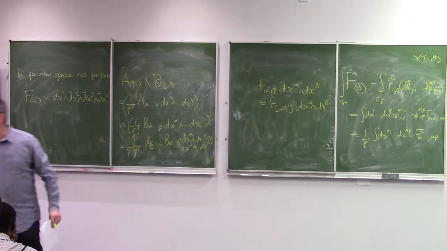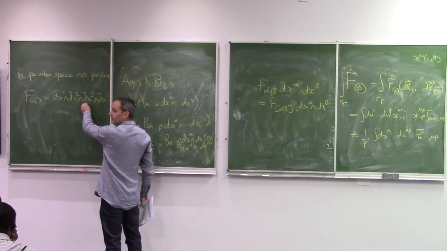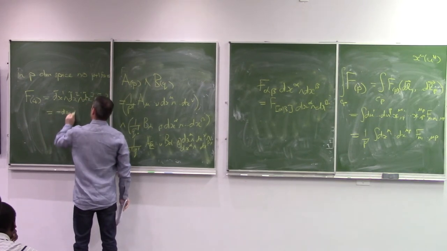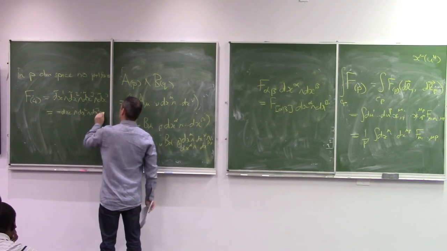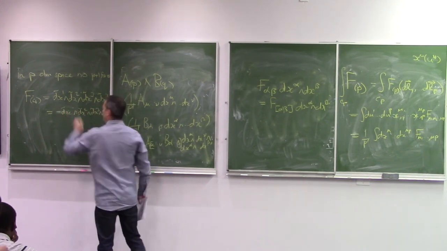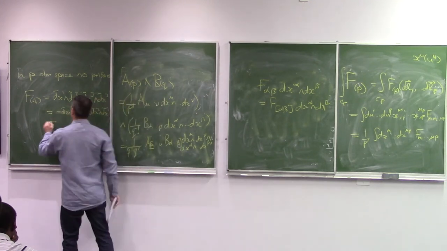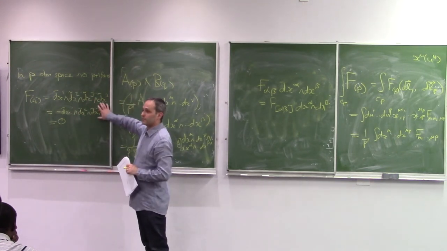Now, the wedge product is anti-symmetric, so if I exchange this one and that one, I'm going to pick up a minus sign. So this is going to be equal to minus itself, and the only thing that's equal to the negative of itself is zero. So this has to be zero. So there are no four-forms in three-dimensional space.